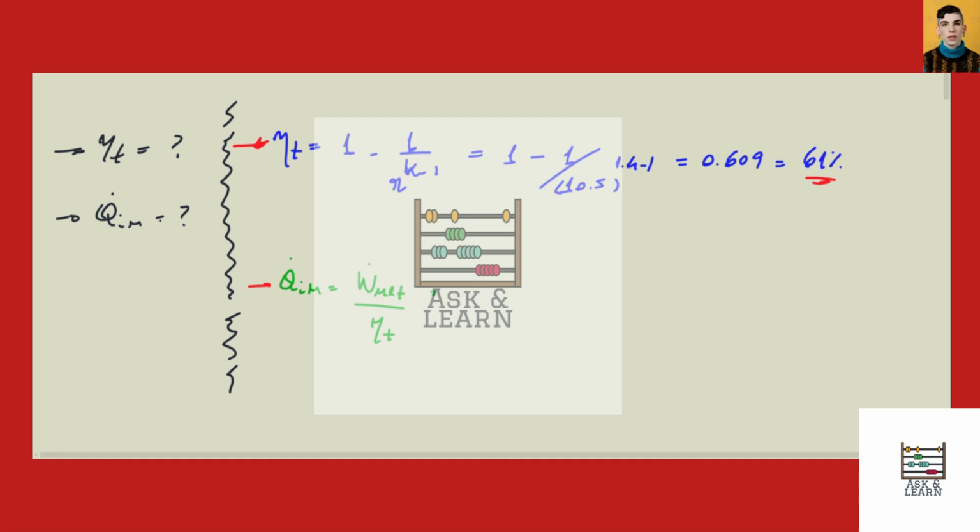Therefore, let's see. The rate of work in this cycle, the problem says, is 90 kilowatts. And the thermal efficiency we just calculated is just 61%. Therefore, the second answer, which is the rate of heat, is just 148 kilowatts of power that enters the cycle. So this is the second answer and the final answer to this problem.